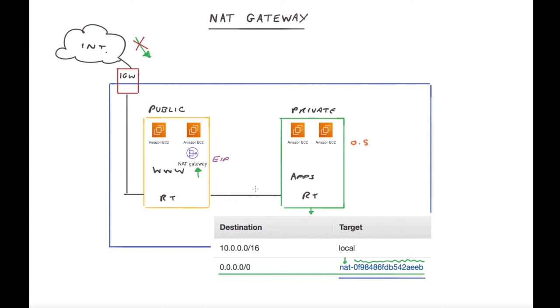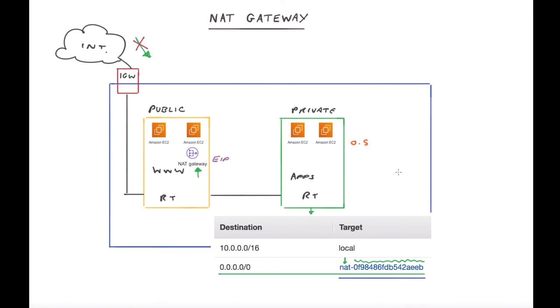Now, earlier I mentioned configuring your resources across multiple availability zones. So if you do have multiple public subnets in different availability zones, you will need to set up another NAT gateway within that subnet as well. AWS will not automatically deploy a NAT gateway within each of your public subnets.